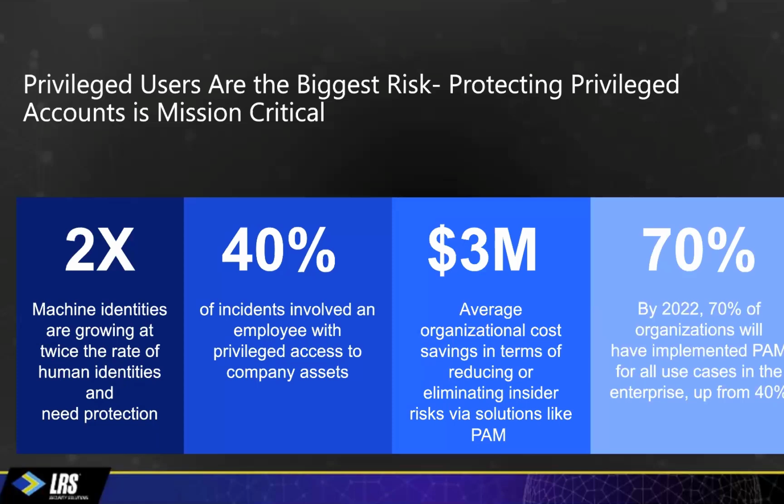So a robust privileged access management, or PAM, strategy can help to mitigate a lot of these risks. As we all know, there is a big cost incurred whenever there is a breach. In fact, the average organizational cost savings from reducing or eliminating insider risk via PAM tools is approximately $3 million. Additionally, we're seeing a big market shift, where it's expected that by 2022, 70% of organizations would be implementing PAM practices, if they haven't already.